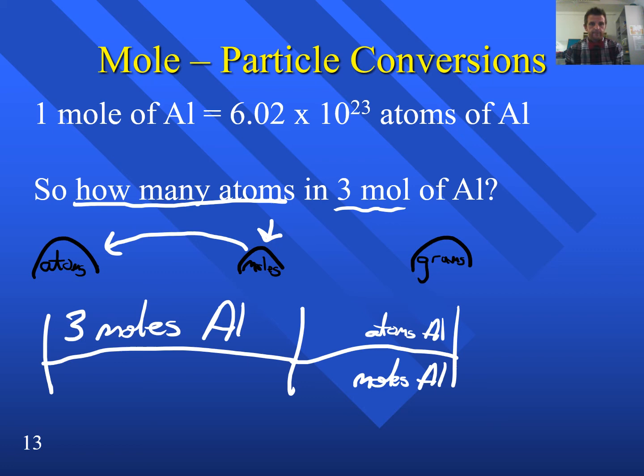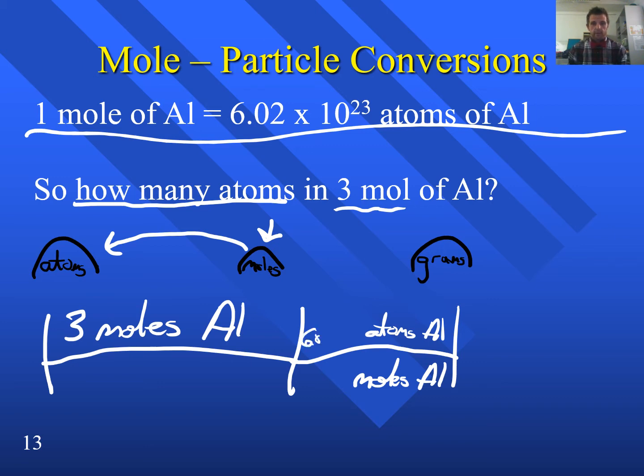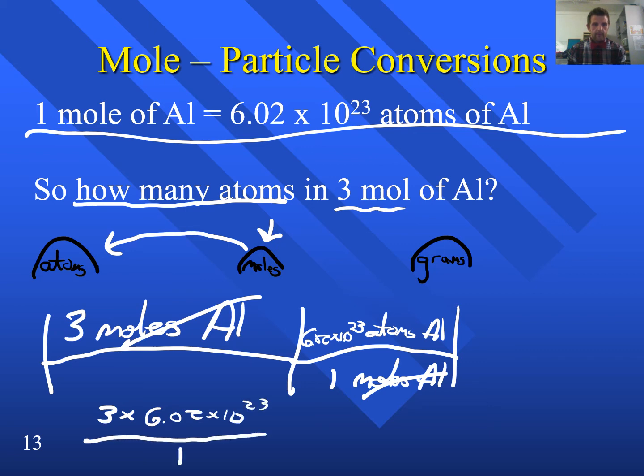There are the same number of atoms in 1 mole, so I'm going to just take those values and place them in the appropriate box. 6.02 times 10 to the 23. For every 1 mole, I can cancel out my old unit, and I would just end up with 3 times 6.02 times 10 to the 23 divided by 1, or, it's a bad equal sign, you should end up getting 18.06 times 10 to the 23.